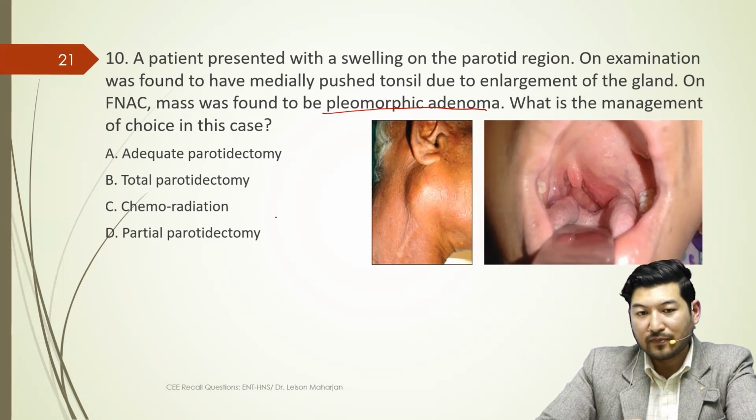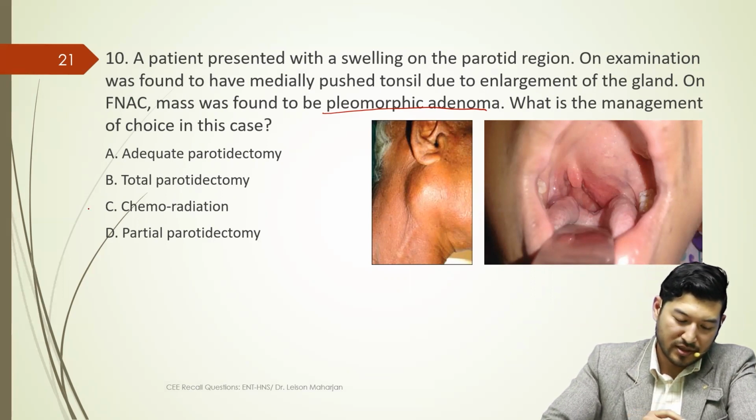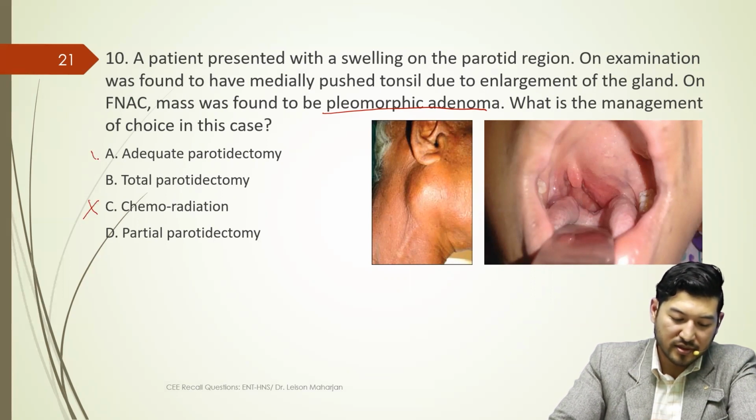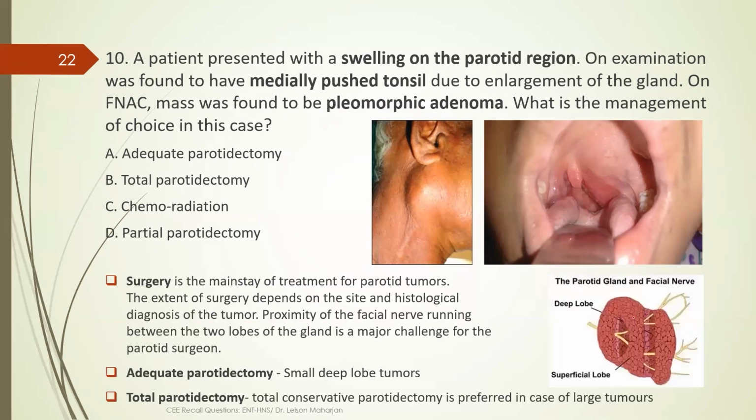In such pleomorphic adenoma, surgery is usually the choice, so that means C is already ruled out. We have options A, B, or D. Now let's see another slide. Now we have to choose between the 3 surgical methods. Usually adequate and partial parotidectomy is done in the case of small lesions, usually in the superficial lobe.